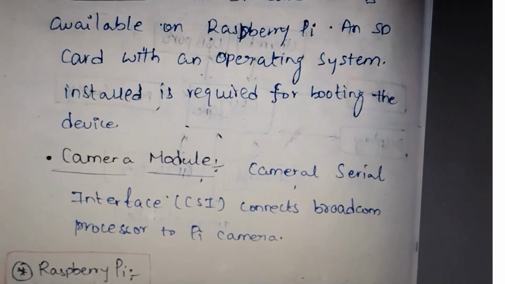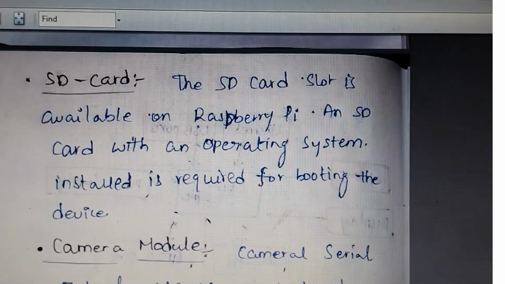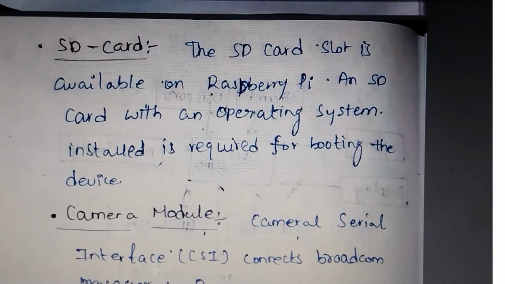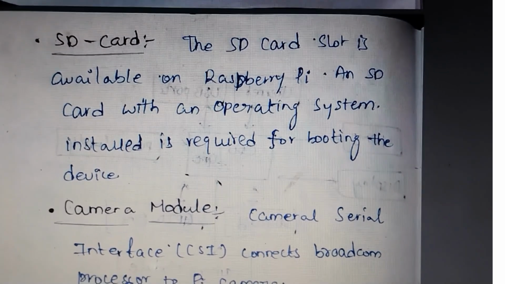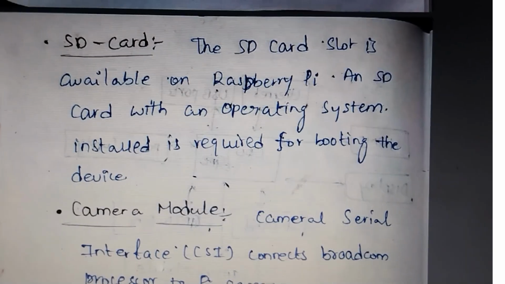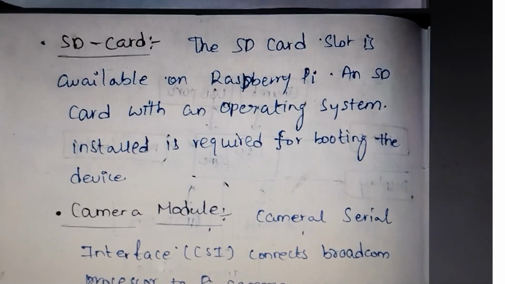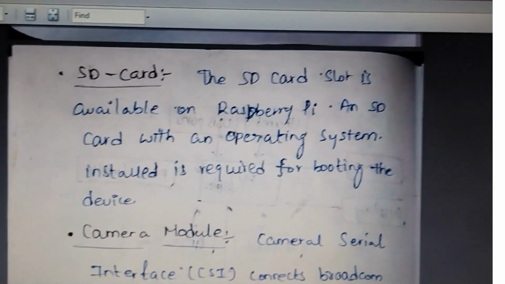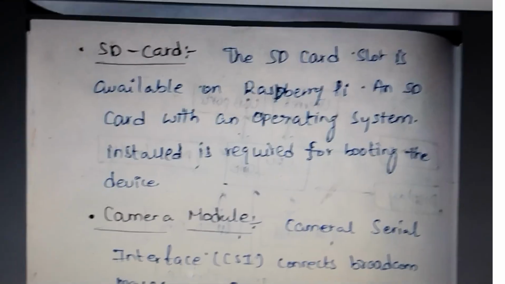And camera module. What is the meaning of camera module? The camera serial interface, CSI, camera serial interface, CSI connects the Broadcom processor to the Pi camera.